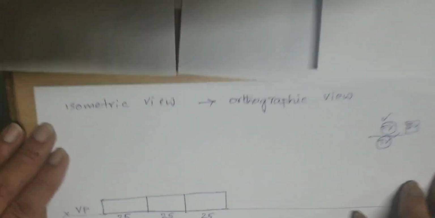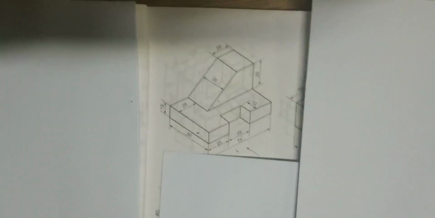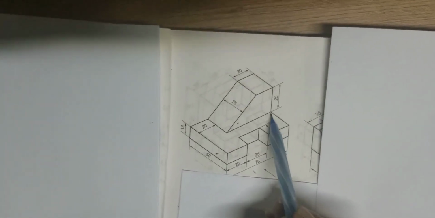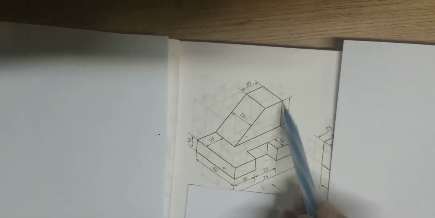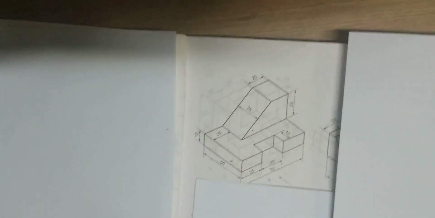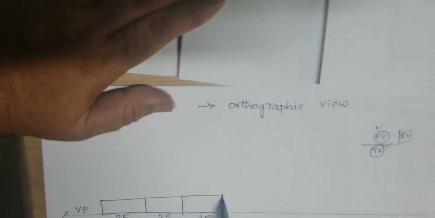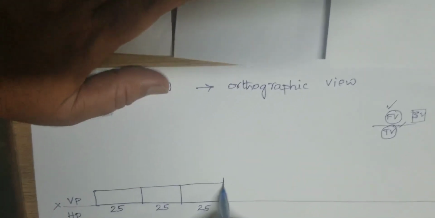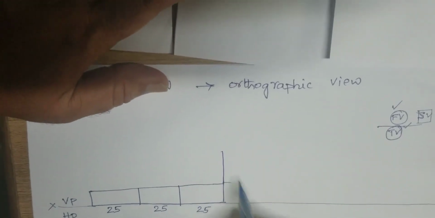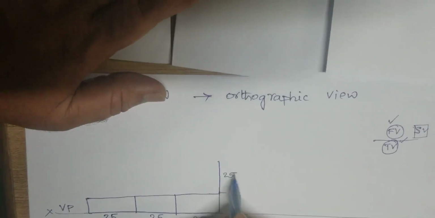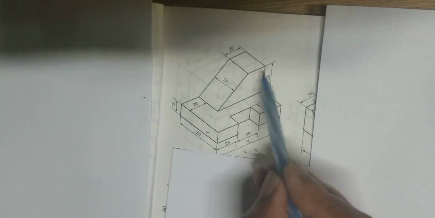Then see here, when we are seeing in front view, this height is visible. What is this height, Amma? Height 25. That means the height will be there from here 25. From this side this is 25. From here it is 25. Please see here it is 25. And from here 25, see in the diagram, we are coming straightly.